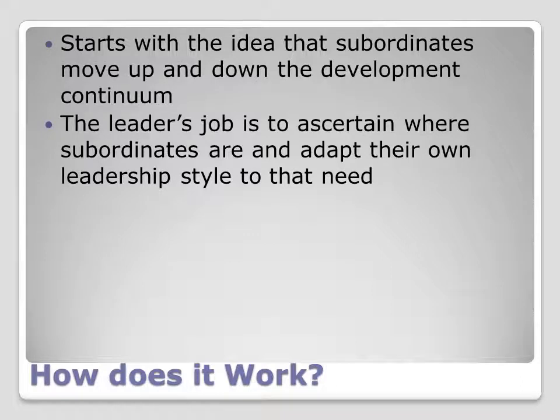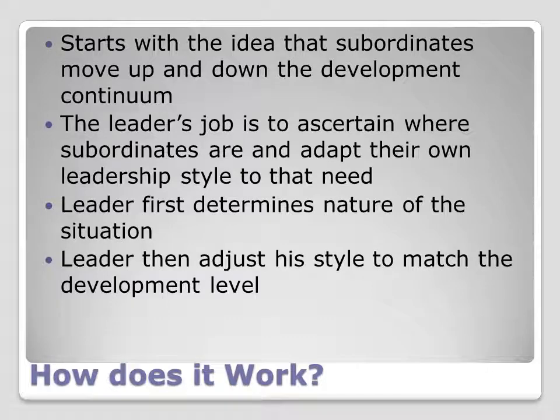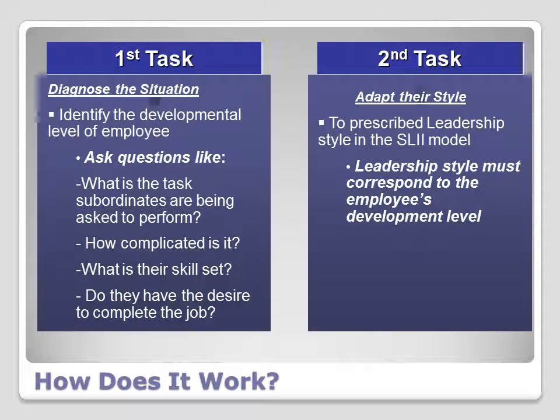It also talks about the leader's job being to ascertain exactly where subordinates are, and adapt their own leadership style to that need. So one of the really important elements here is that the leader has to be very aware of their subordinates' motivation and competence. Can they do this task? Do you know your people well enough to know if they can actually get something done? And do you know them well enough to know what they're motivated about and motivated to do? So the first task of the leader is to determine the nature of the situation, and then after that to adjust his or her style to match the development level of their support.